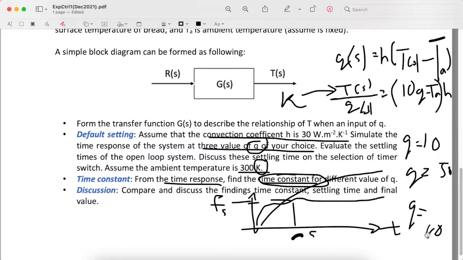Just compare all these three, then make a relationship showing how increasing or reducing the Q affects your time constant, settling time and final value, and whether they are reasonable or not. That's all. It should take not more than 3 hours. Rearranging may take you 15 minutes. Then construct the block diagram in Xcos, simulate, capture the picture, and get all the simulation results and time constant.